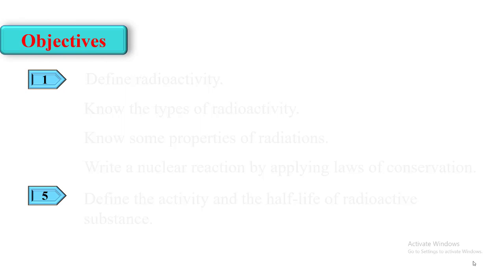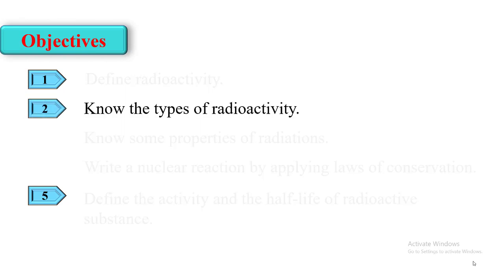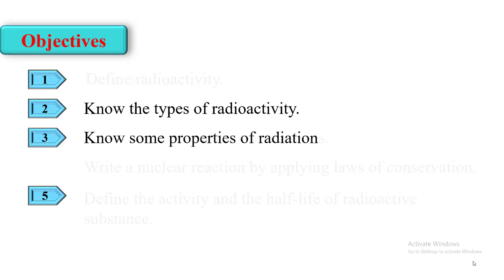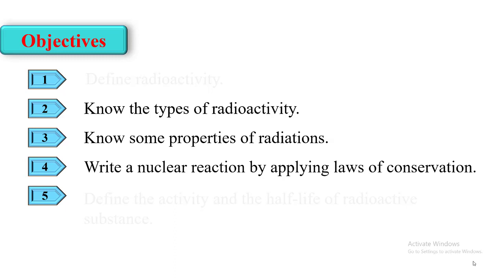The main objectives of this part are: know the types of radioactivity, know some properties of radiation and particles, and write a nuclear reaction by applying laws of conservation.